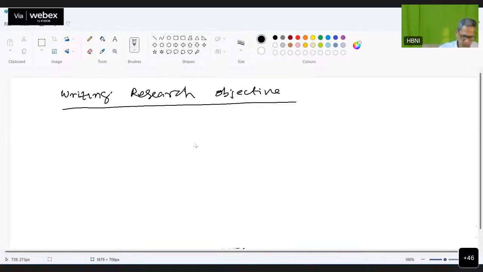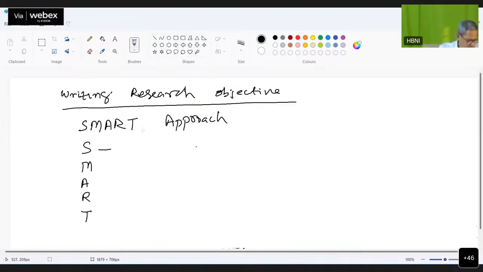How do you do that? The technique to identify the right research and right objective is called the SMART approach. When you are writing a research objective, you follow what is known as the SMART approach.